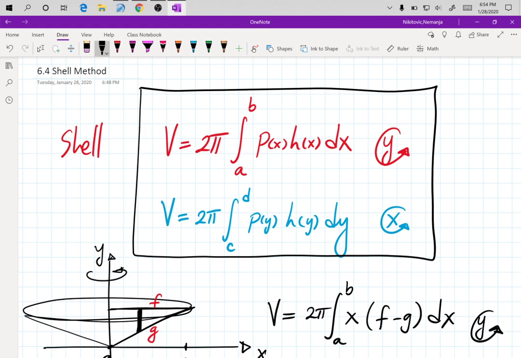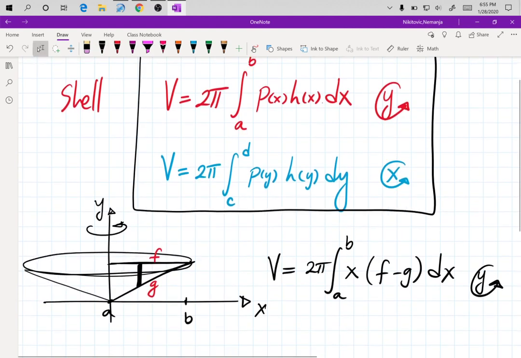P stands for position, H stands for height. Now, position P of x is in 99.9% of the problems just x. So P of x is almost always x, and P of y is almost always y. Cases when it's not, we're going to cover a little bit later. H is going to be your function, and H is the height of the rectangle.